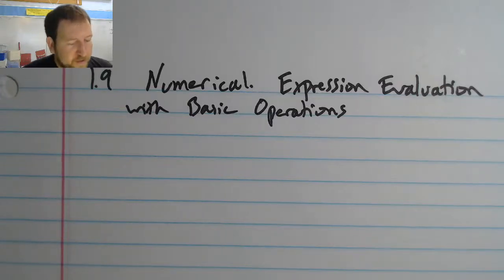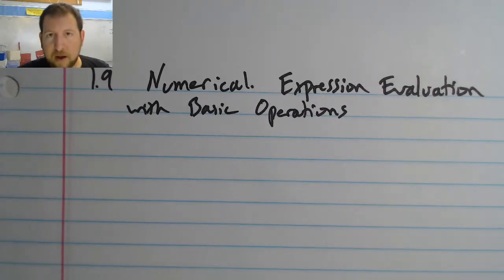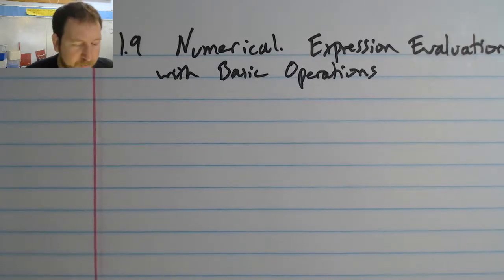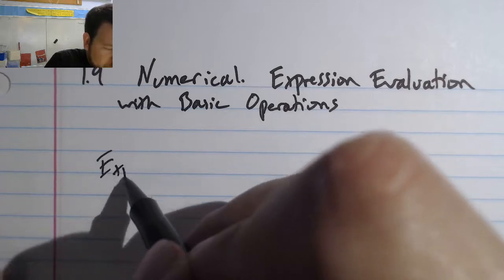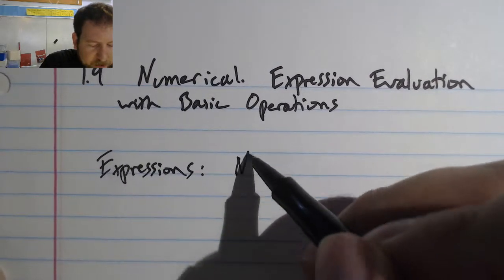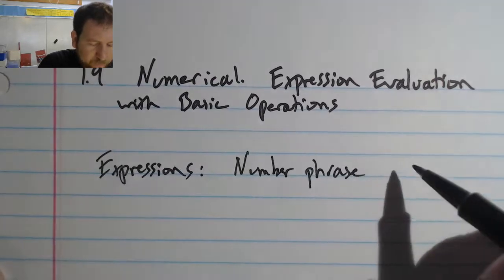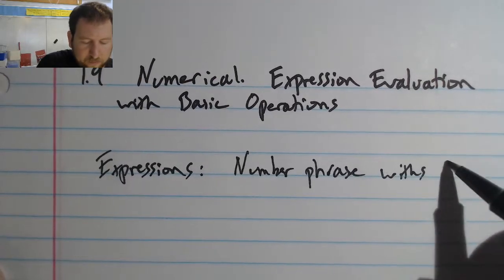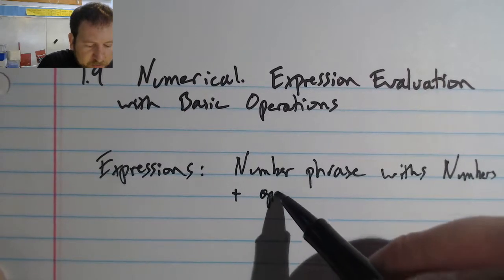All right, today I want to talk about section 1.9. And 1.9 is called Numerical Expression Evaluation with Basic Operations. So we're going to continue talking about those expressions that we've been talking about before. And recall quickly that expressions are simply a number phrase with numbers and operations.